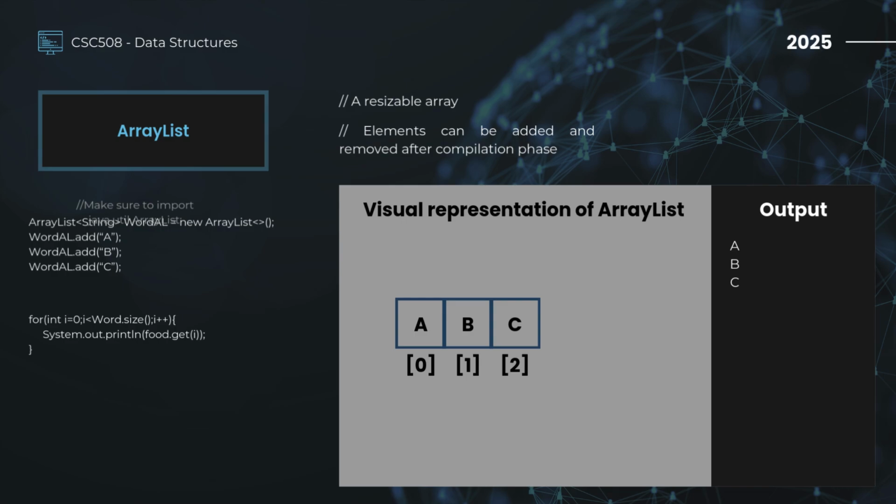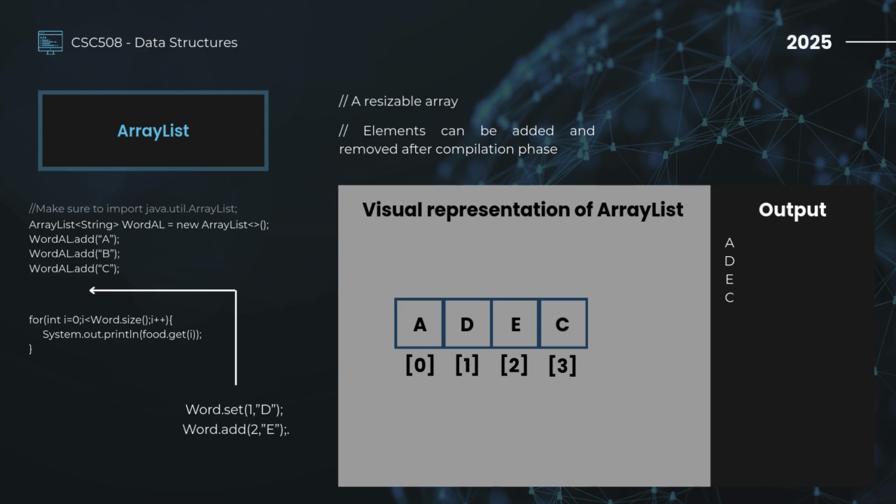As shown in the visual, this is how it looks when we add elements into an array list. We added A, B, and C. When we print them out, we get exactly what we expect, which is A, B, and C in order. Now, let's try adding two more lines of code using set method and add methods and see what changes.